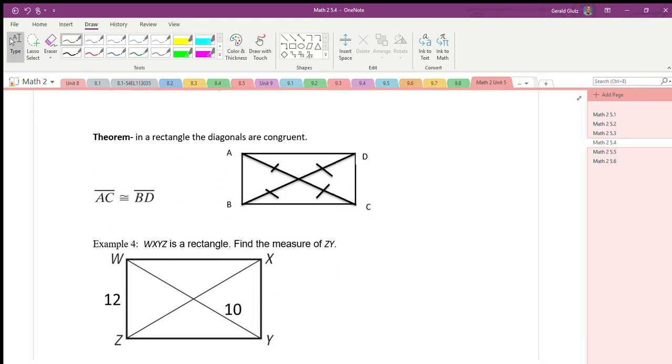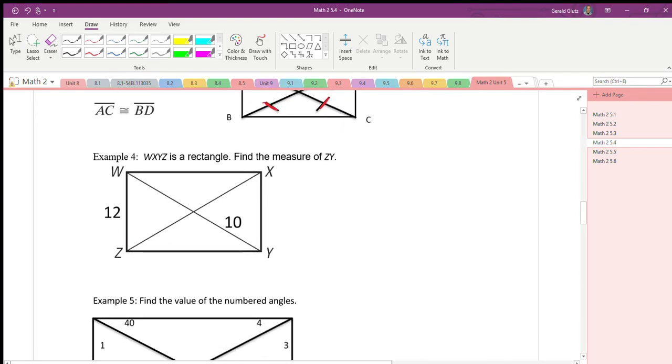Now we're going to move on to rectangles. In a rectangle, the diagonals are all congruent. So all four of these are congruent, or you could say the two entire diagonals are congruent to each other. That's going to be important to know for the next couple examples here.